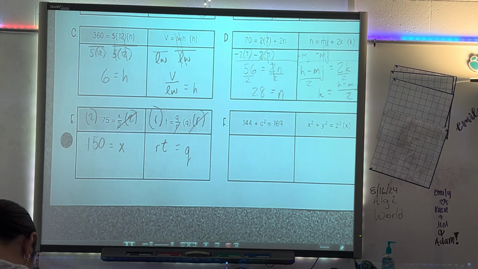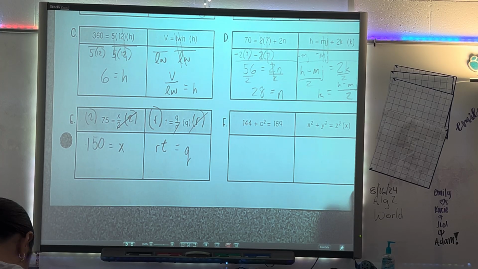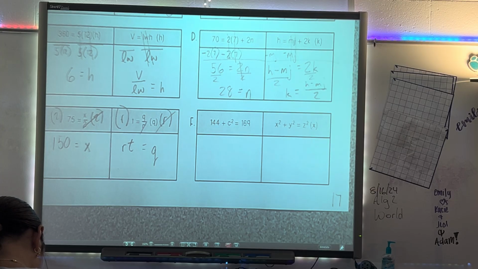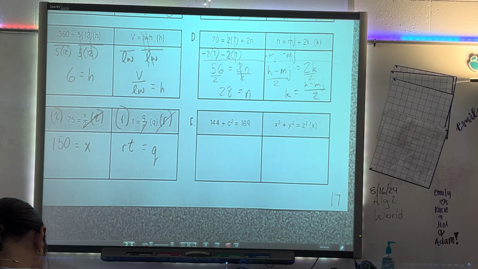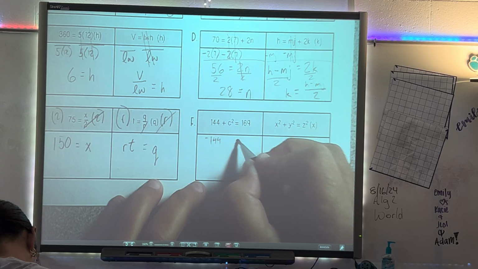And typically I'll write them alphabetical. I mean, TR is okay. I would just write RT because R comes first. All right. Here, this one's a little bit tricky. I need to move what here? 144. How do I move it? Subtract it from both sides.